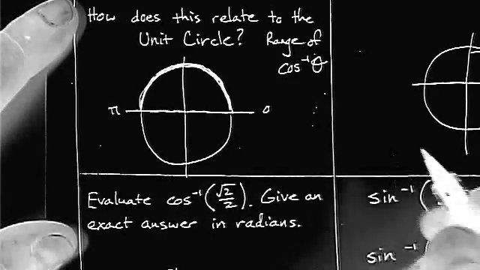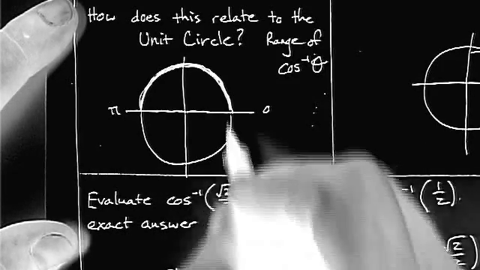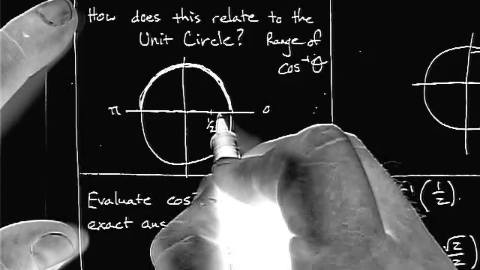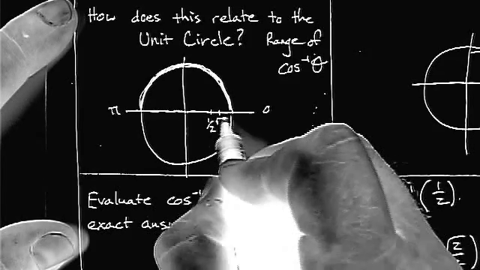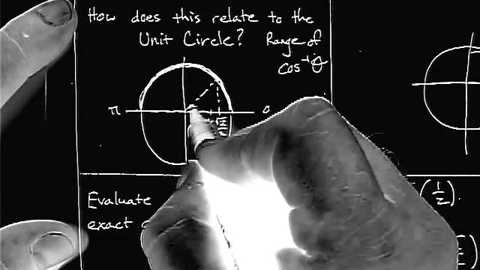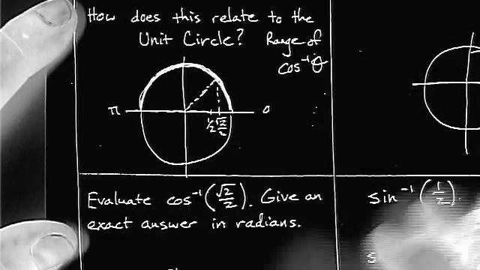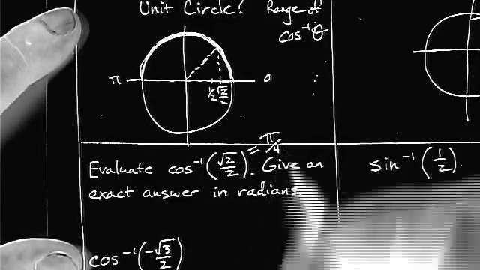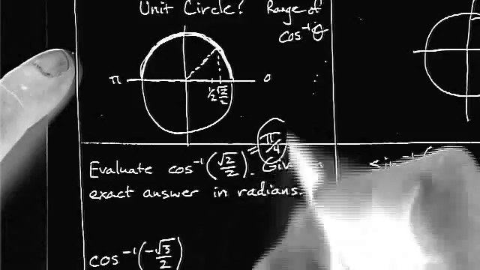So let's see here. Radical 2 over 2 is an x value. Here's 1/2, and radical 2 over 2 would be next. Oh yeah, that's my 45-degree angle right there. So the answer to this is pi over 4, because we give the answer in radian measure.